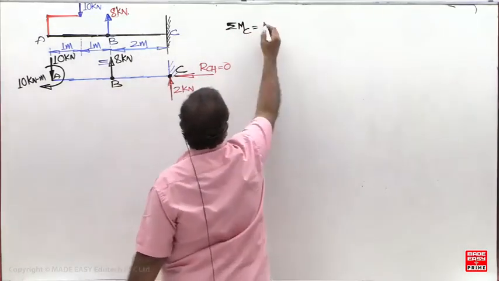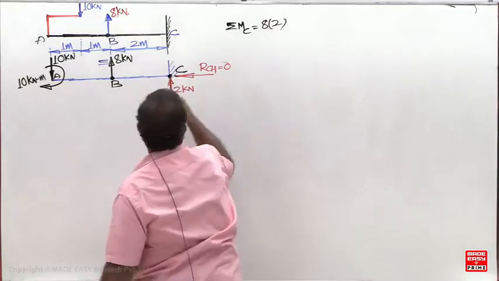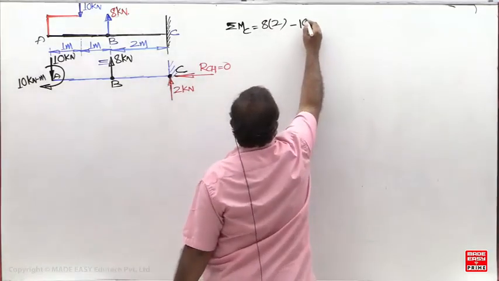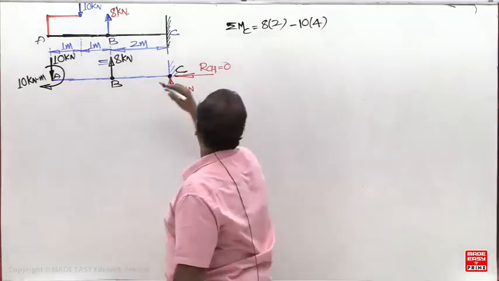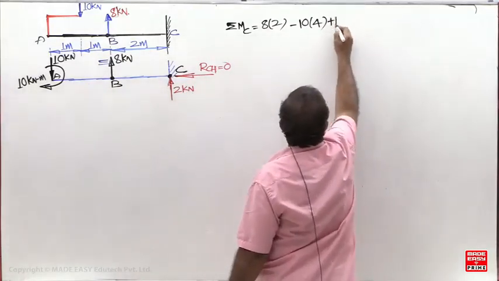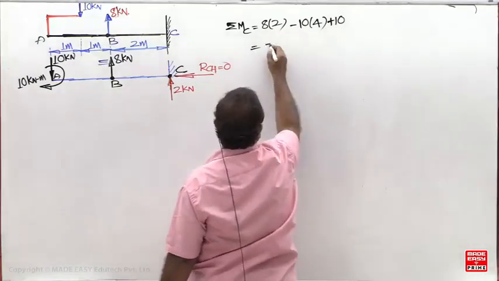8 into 2, clockwise I am taking positive. Next, 10 into 4; clockwise positive means anticlockwise negative I am taking. Next is the clockwise couple. So what value are you getting? 16, 26, means minus 14.